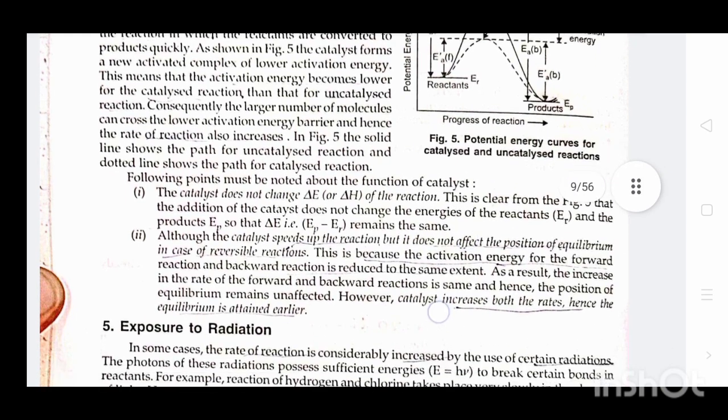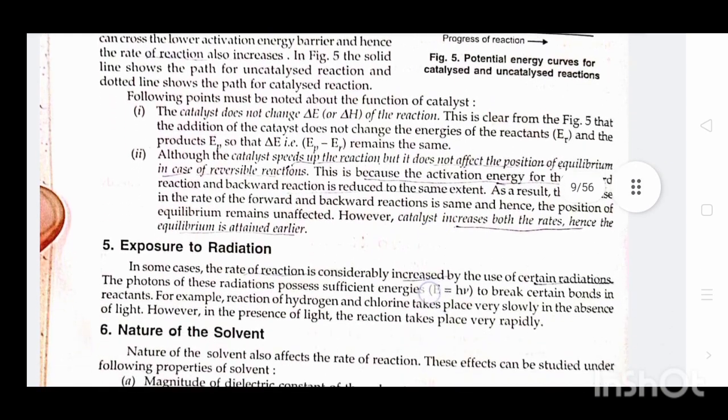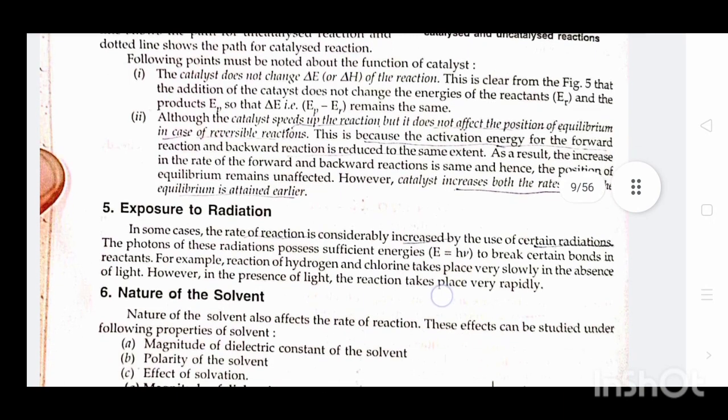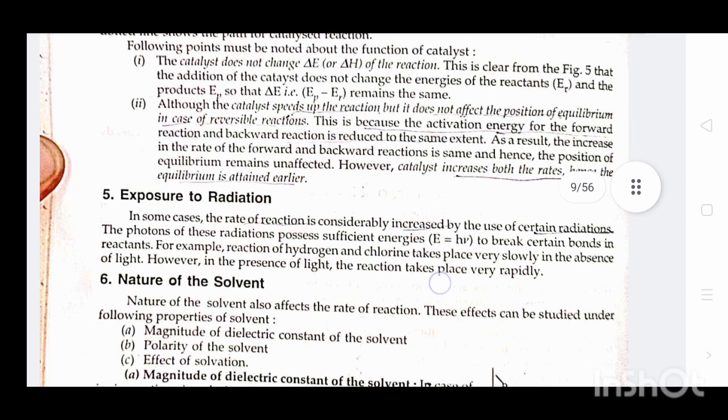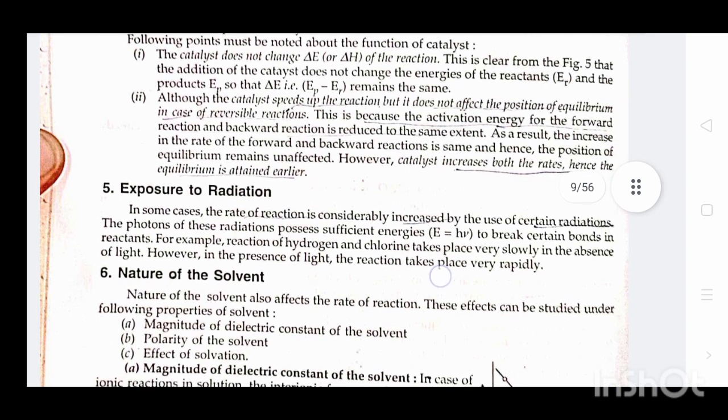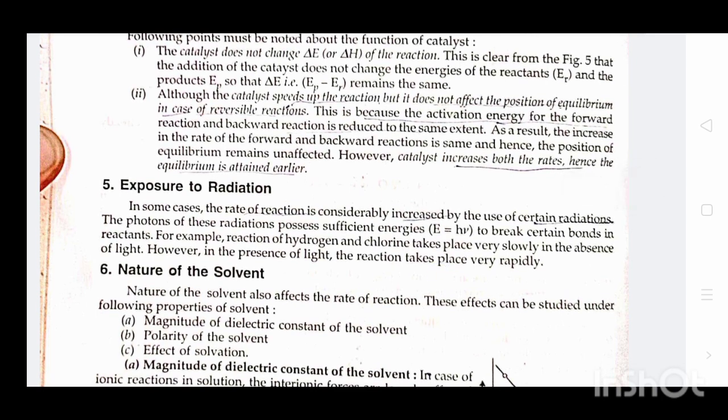Although the catalyst speeds up the reaction, it does not affect the position of equilibrium in case of reversible reactions. This is because the activation energy for the forward reaction and backward reaction is reduced to the same extent. As a result, the increase in the rate of the forward and backward reaction is the same, and hence the position of equilibrium remains unaffected. However, catalyst increases both the rates, hence the equilibrium is attained earlier.